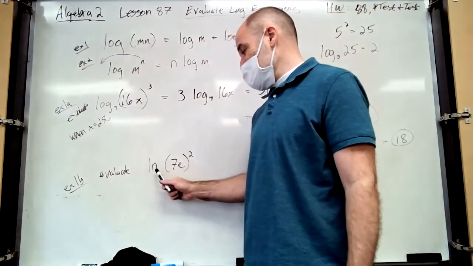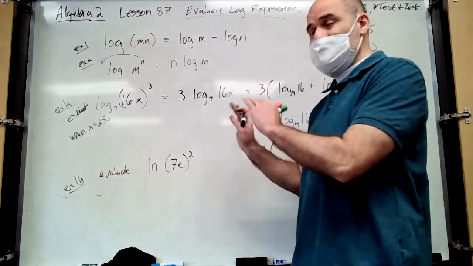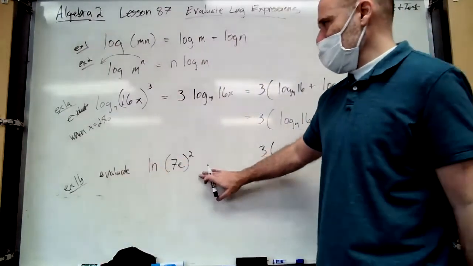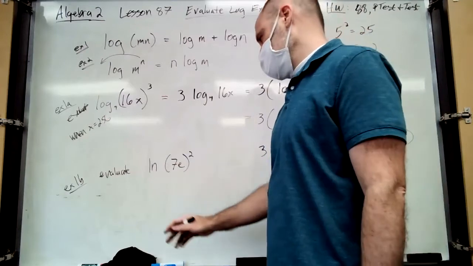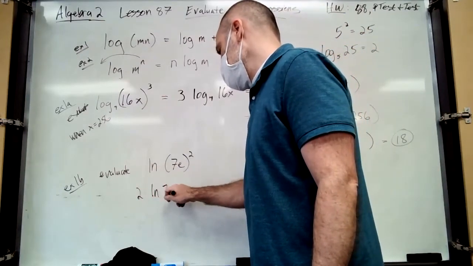Natural log, remember the base is just e, so that could be proved to be simple. But let's not worry about natural log and e at all. Let's just treat it like we did above. Same thing. So what do we do first? Bring the 2 over. 2 times the natural log of 7e. What do we do next?